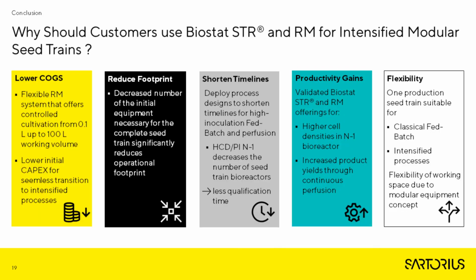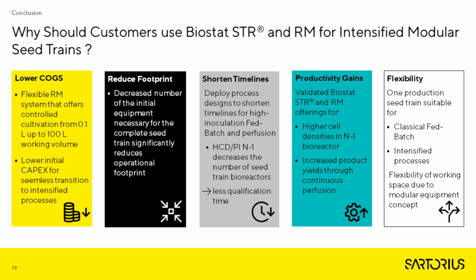So, with this, I would like to conclude. Why should our customers then use the Biostat STR and Biostat RM for the intensified modular seed train? So first of all, the seed trains are associated with a lower cost of goods, as I mentioned before. For example, the flexible RM system can offer cultivation from 100 milliliter up to 100 liter working volume. And we also have lower initial capex due to the decreased number of bioreactors necessary. We also see a reduced footprint associated with the same point as the reduced initial capex.